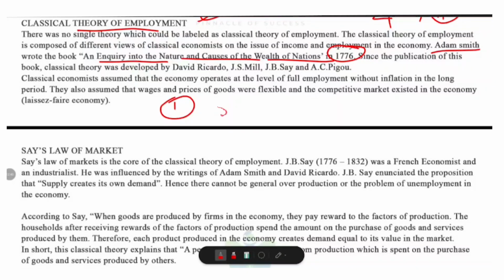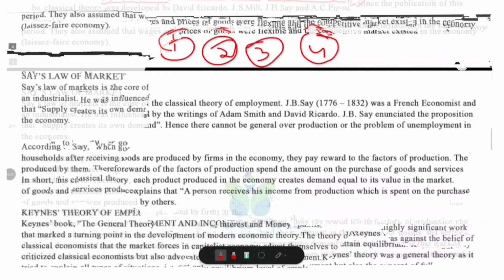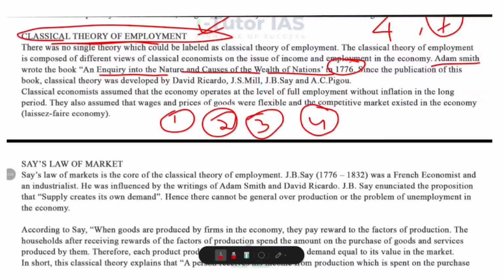The next assumption is that unemployment is only temporary and will automatically get corrected by market forces. Then wages and prices are flexible, meaning if there is unemployment, wages will fall and firms will hire more people again. And what is the next assumption? The economy works under a competitive market system, and it is also called a laissez-faire economy, where there is no government interference in business activities. So according to them, full employment is a natural state of the economy, and if any unemployment occurs, it is only temporary. So this is what the classical theory of employment says.